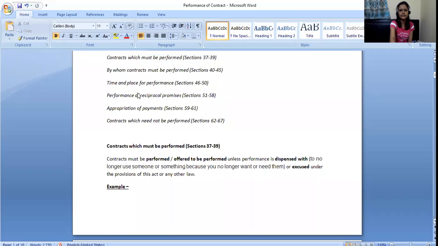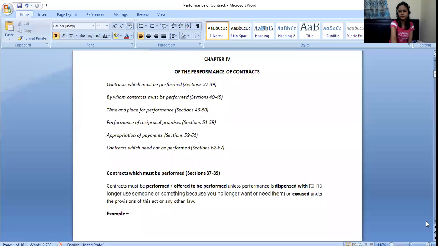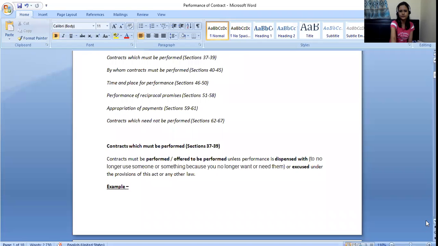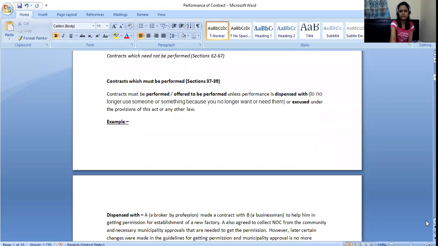So first is contracts which must be performed. Now see, we all know, right, when there is a contract between 2 or more parties, they are bound to perform it, right? So this provision is saying which contracts should be performed. This provision is mentioned under sections 37 to 39.